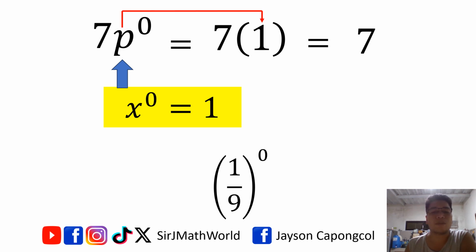Then after this, another example is we have the quantity of 1 over 9 raised to 0. Applying the property, any number raised to 0 is equal to 1. So therefore, since the 1 over 9 is raised to 0, the answer will be 1.